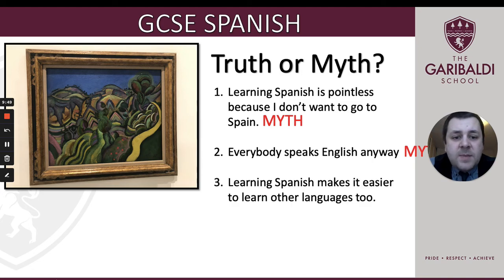Number 3, learning Spanish makes it easier to learn other languages too. Hopefully you identified that that is true. Maybe you are interested in a different language, and Spanish is a good gateway language because it's relatively easy compared to some other languages, and it's closely related to other Latin-based languages such as French, Italian, and Portuguese. And even if one of those languages doesn't interest you, the language skills that you learn, your knowledge of how language works, enables you to pick up another language that's not related to Spanish.